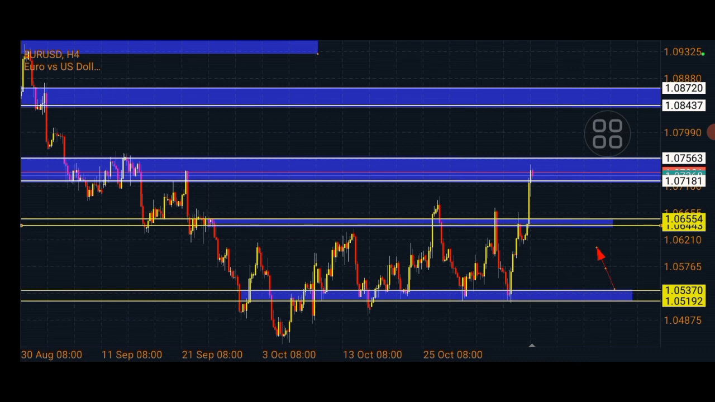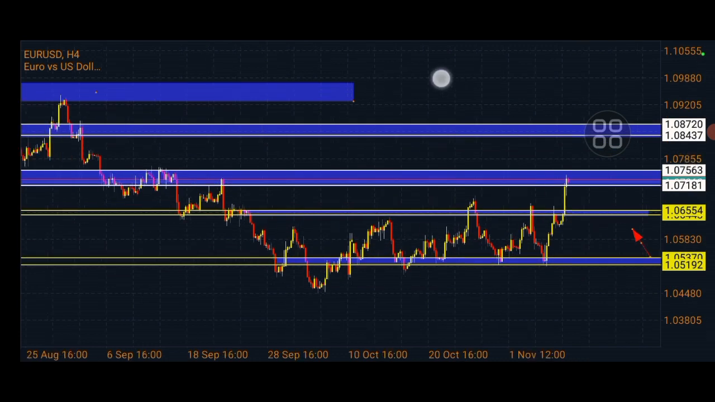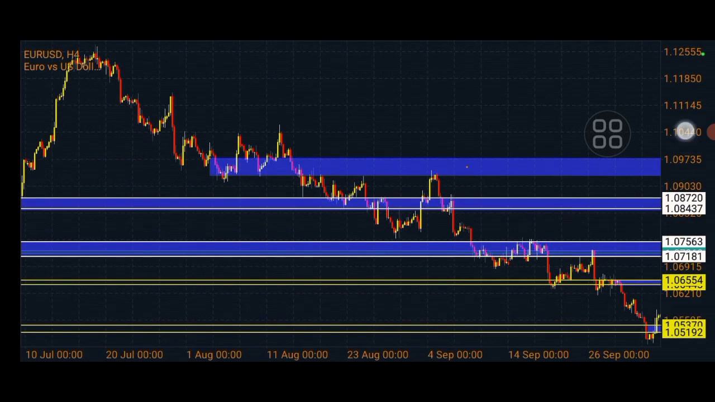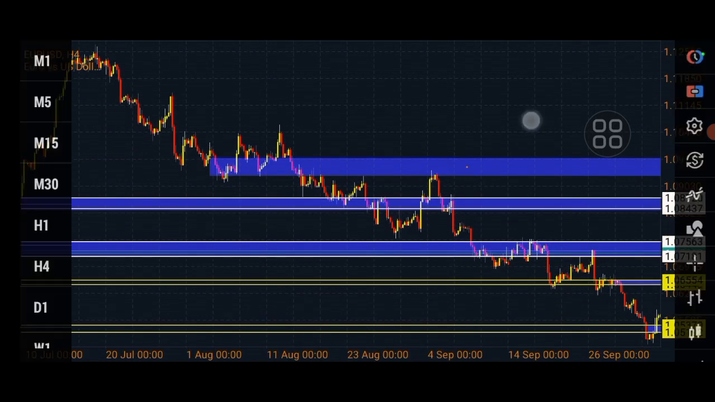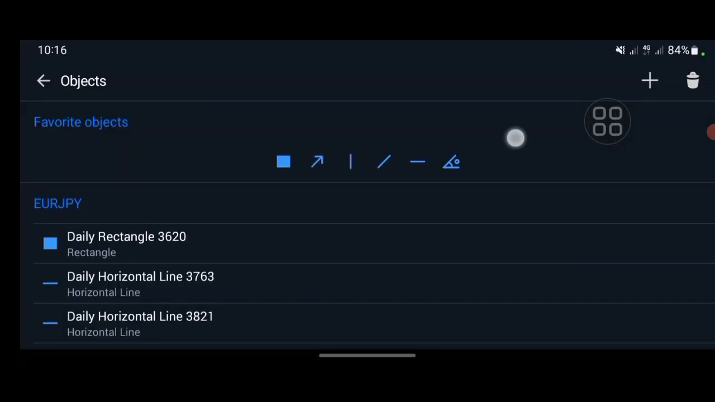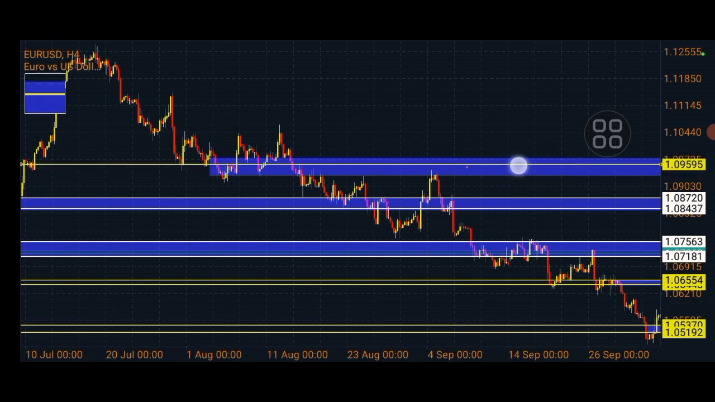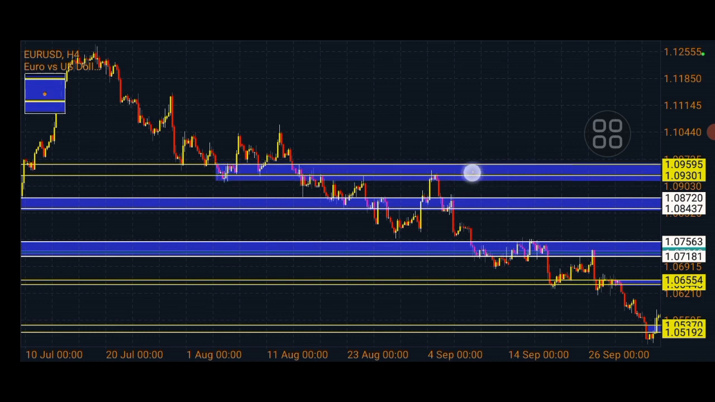After this, let me go to H1 to look from above for a buy. If the zone breaks, here, try to use this zone. This zone will give you 30 to 40 pips confirmed. This zone. This zone.